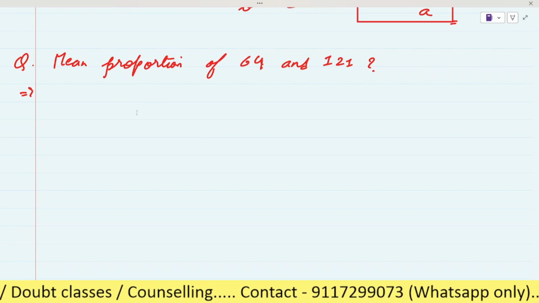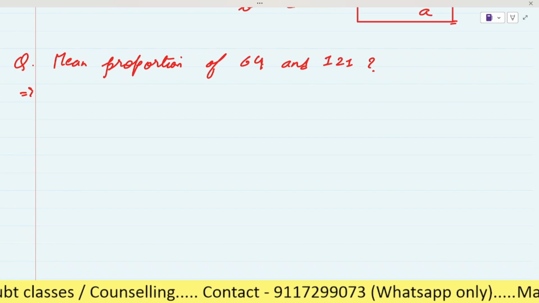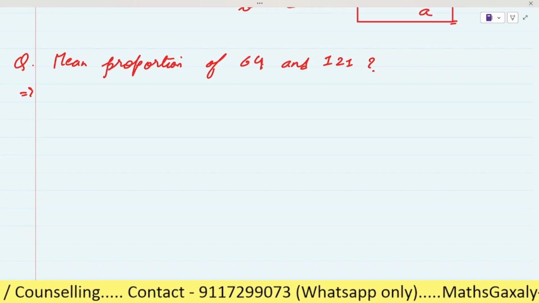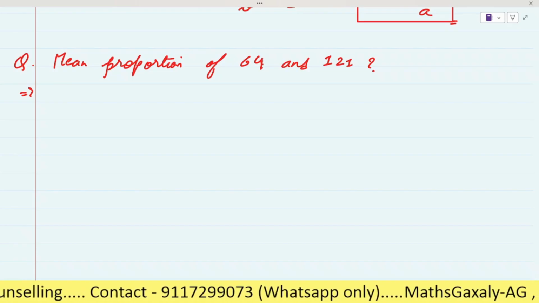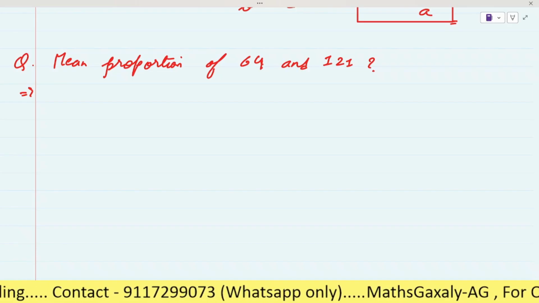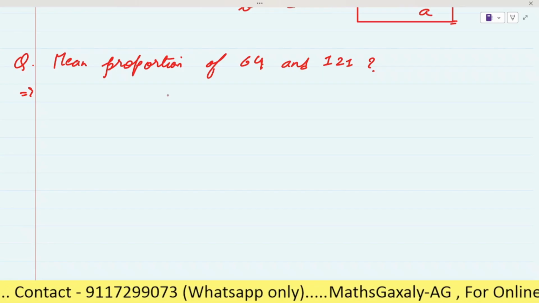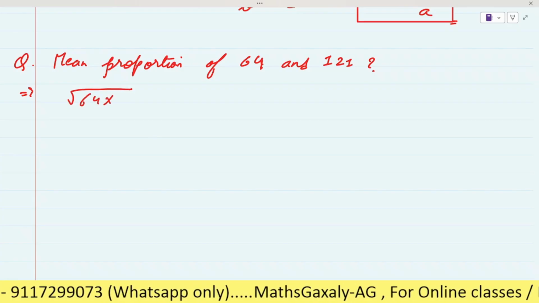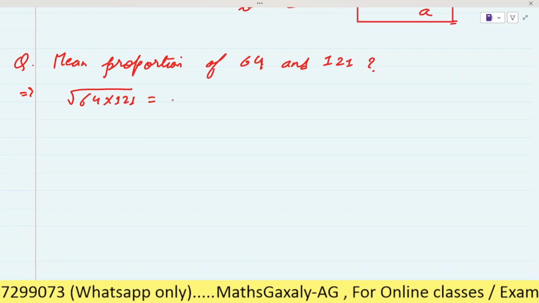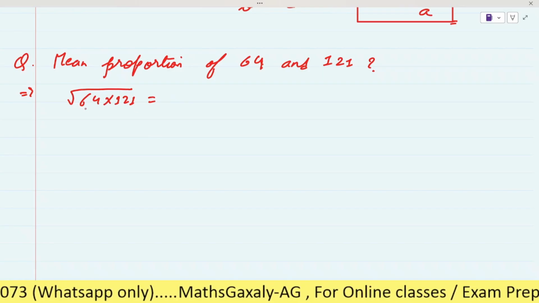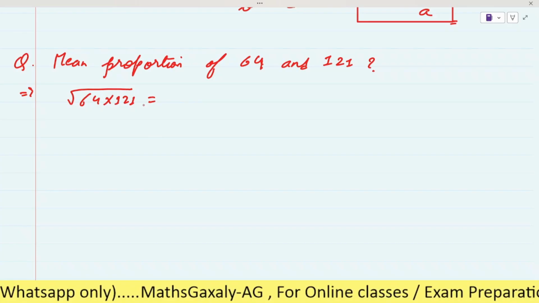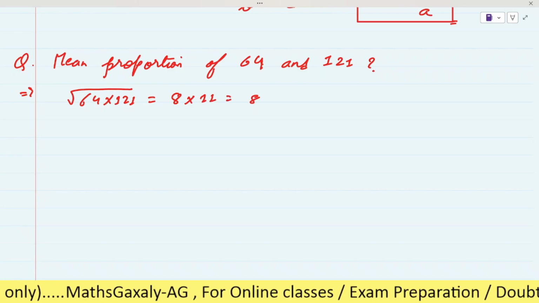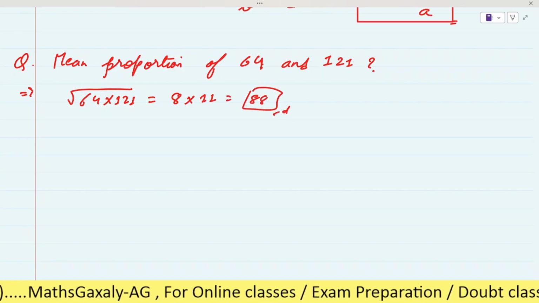Yes, very good. As we learned, in mid proportion we do root under A into B, we multiply the two values. So it will be root under 64 into 121. Here 64 is the square of 8 and 121 is the square of 11, so it will be 8 into 11, that's why it will be 88. Very good, Shraddha.